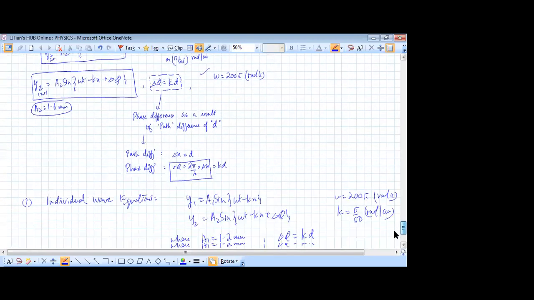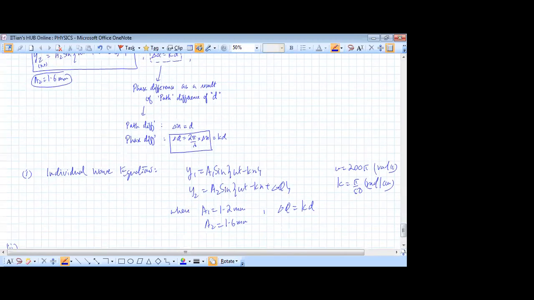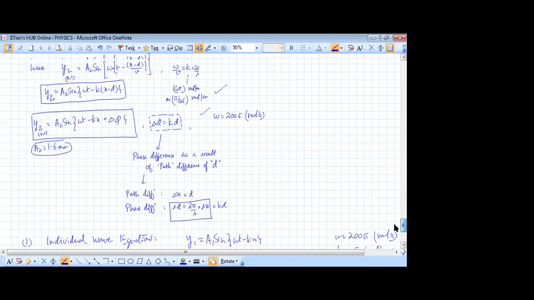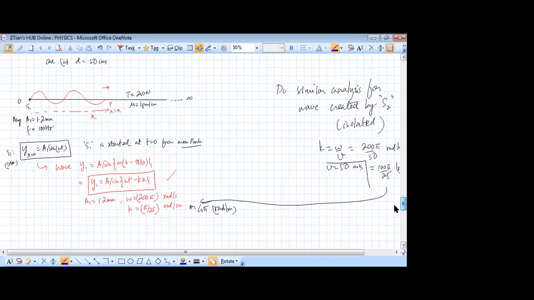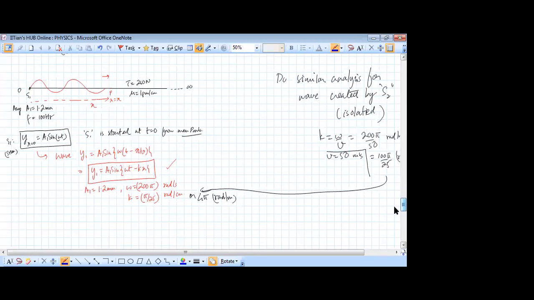So below I've written this wrong here. Just make this correction before we continue, because we'll need these values. So let me take you through both the wave equations first. This is the wave equation for S1, which we just saw earlier, just for your reference.